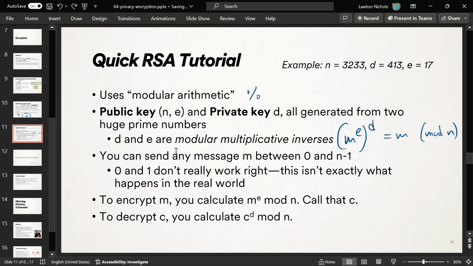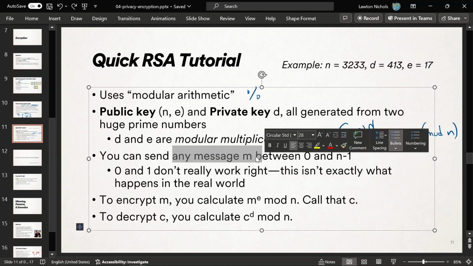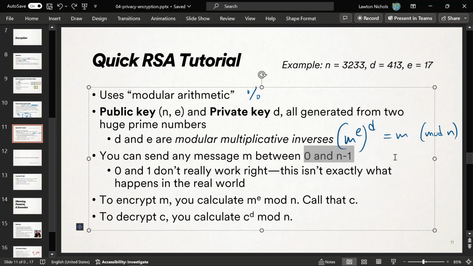So don't worry too much about that. It's just math. Let me give you an example. With these particular numbers, or just in general, you can send any message, call it m, between 0 and n minus 1.